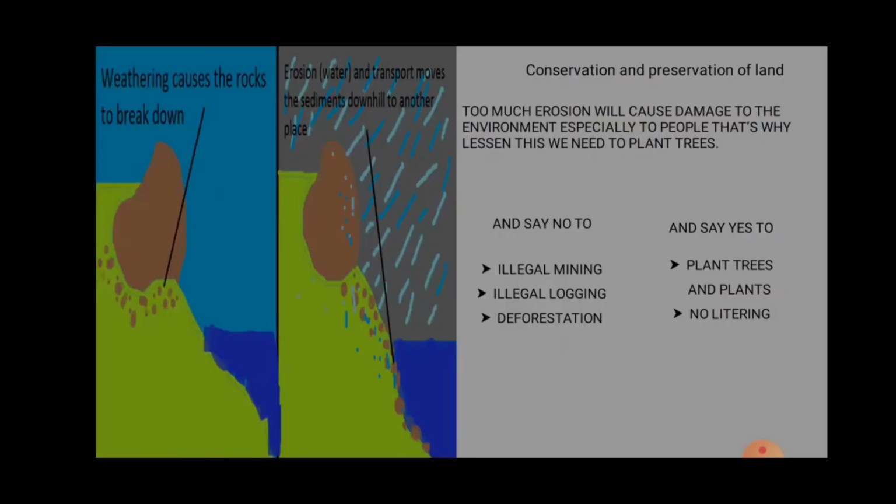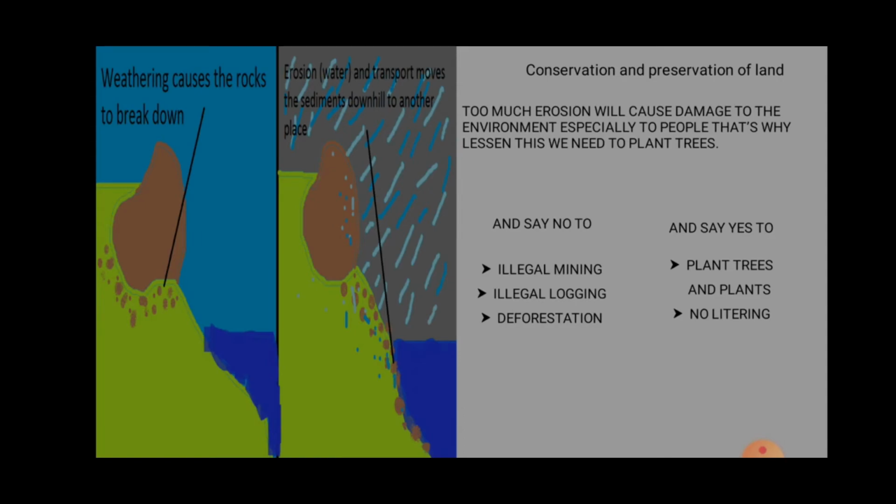So weathering causes the rocks to break down. This is the image of weathering, showing how it works. In erosion, water and transport move sediments down to another place. So there, the sediments are falling, and then the water carries them to another place.